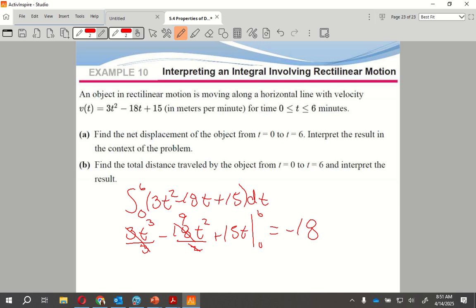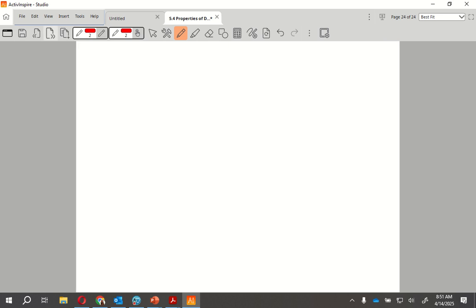And total distance is super important. I'm going to take this first, 3. No, that's a minus, isn't it? Minus 18. Like that. Okay.